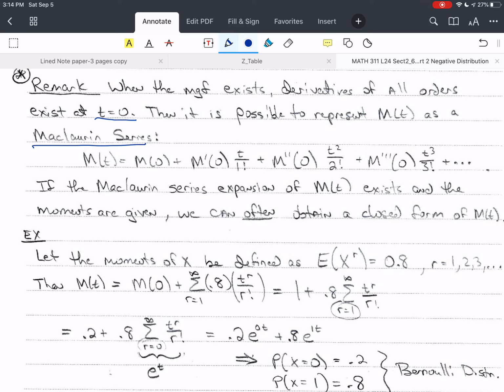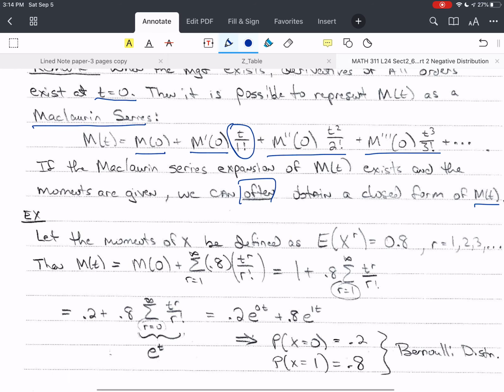So we've got M(t), and so M(0), M'(0), and then t over 1 factorial. And so you can see the pattern of the Maclaurin series. If this exists and the moments are given, it's often that we can write this in a closed form. So M(t) can be written in a closed form. Notice I say often, not always. So here's an example of this.